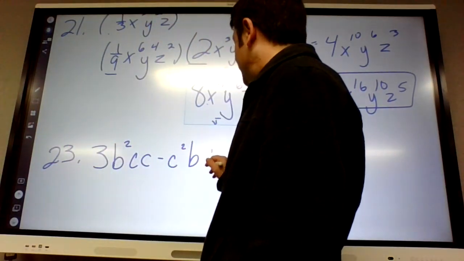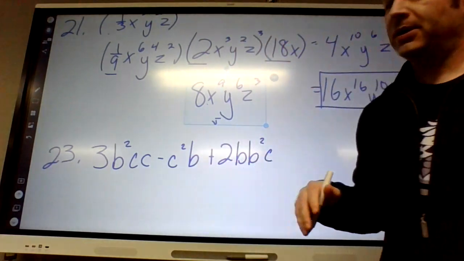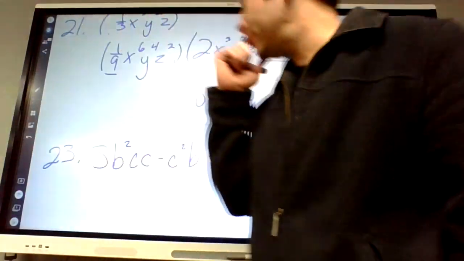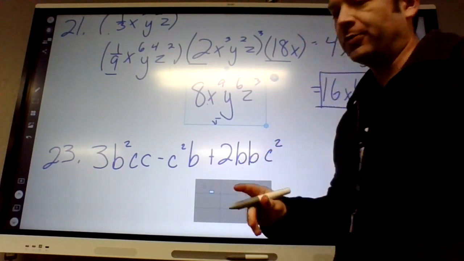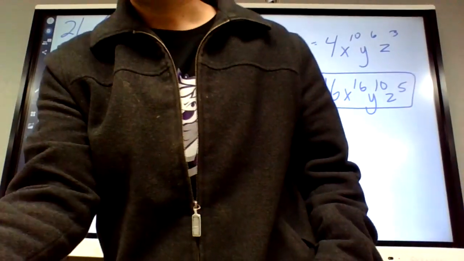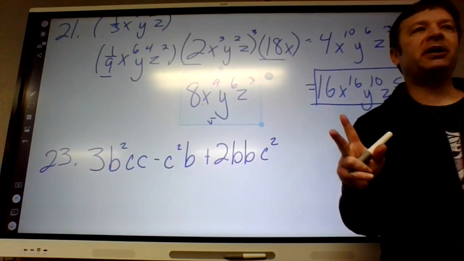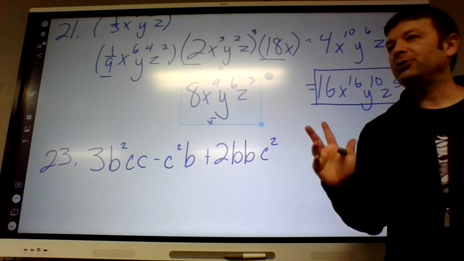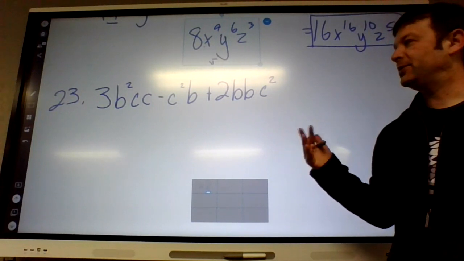It's an add and subtract problem. Every problem before this was multiply. This is adding and subtracting. What's the rule in algebra with adding and subtracting terms? You can only add and subtract like terms. Now, are any of these terms alike?